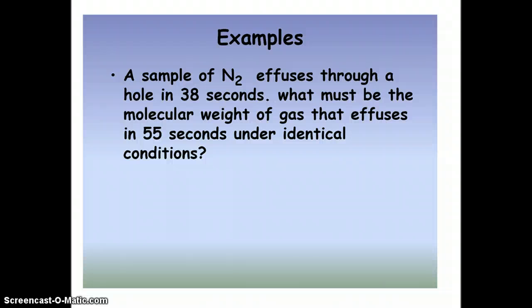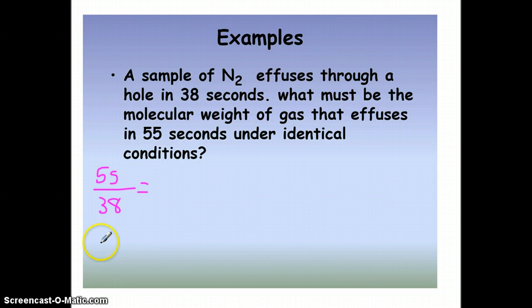This one says that we have a sample of N2 that's effusing through a hole in 38 seconds. It wants to know what the molecular weight of a gas would be that effuses through this same hole in 55 seconds under identical conditions. So let's find out how much N2 moves through the hole in 55 seconds. In 55 seconds, our N2 is going to move how much more through the hole? Because we know it can get just as much through the hole in 38 as this one can in 55.